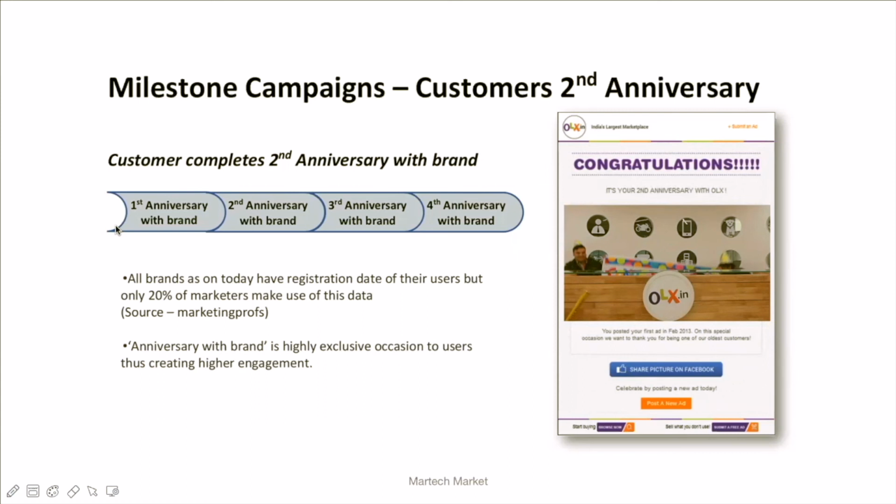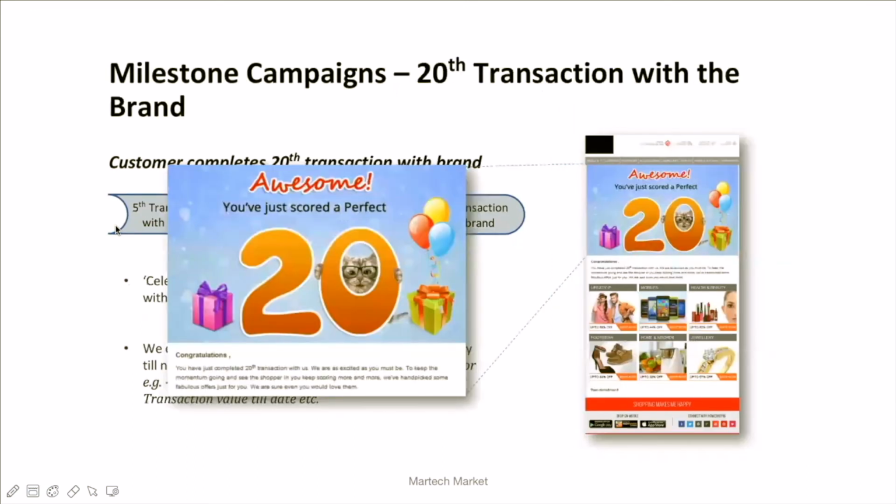For example, the first milestone campaign we are going to talk about is an anniversary celebration. Say it's been a year since a user has registered with the brand. We celebrate the first anniversary where we say, hey, this journey has been amazing, here is a special token of appreciation. Or, based on the number of transactions a user has done, on the first transaction we celebrate it, on the 10th transaction we celebrate it, or on the 20th or 100th transaction we have a special celebration. Obviously, the content should not be the same among each of these celebrations. It has to vary.